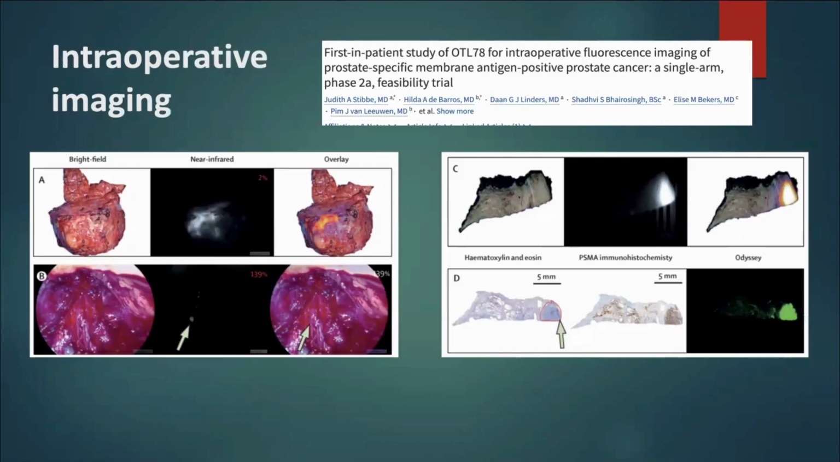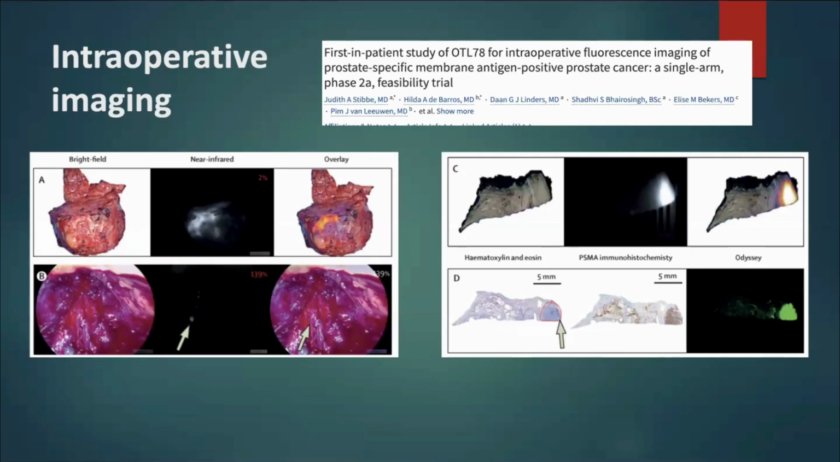Now, this is a figure taken from a phase 2 trial published in the Lancet Oncology last year. So OTL-78 is a PSMA-targeted near-infrared imaging agent that's essentially injected into the patient, and then using the TilePro probes on the Xi, you can see areas of fluorescence, and also you can image them on the back table as in image A. I should have said, image B is the intraoperative images, and then C and D are macroscopic and microscopic sections of fluorescence.